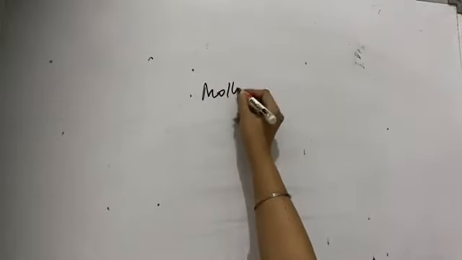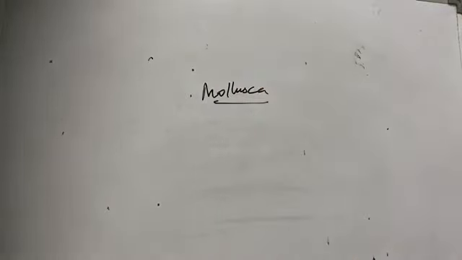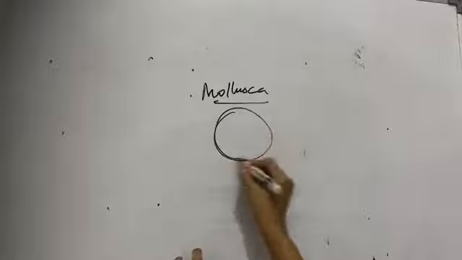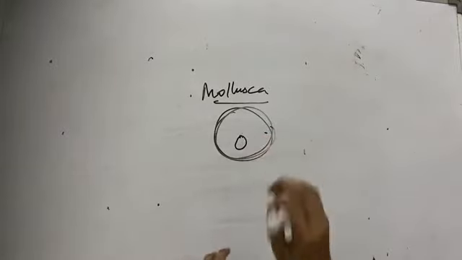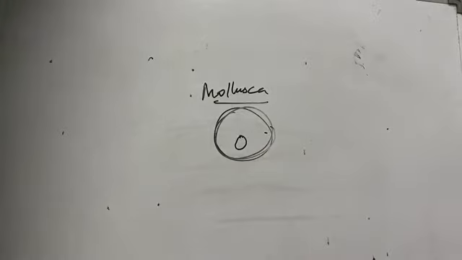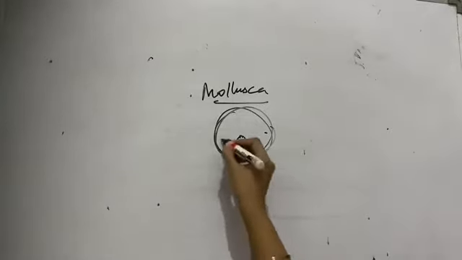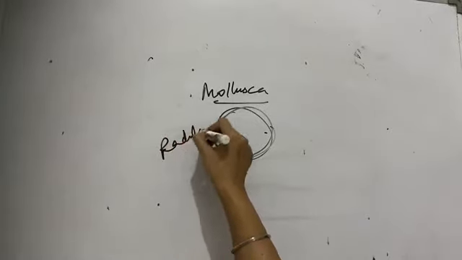Next phylum is phylum Mollusca. Phylum Mollusca, known as mollusks, they are really soft. Their body is covered by a hard shell, but inside that shell is present a very soft organism. Okay, they feed with the help of a structure known as radula.